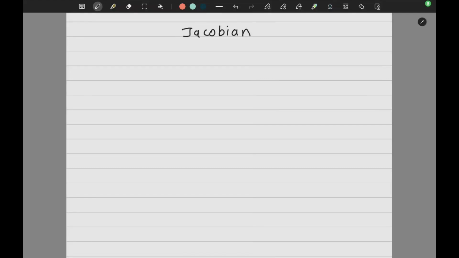Hello students, let us do a very simple and easiest application of partial differentiation. Jacobian plays a very important role when you have to convert from or move from one coordinate system to the other coordinate system. It helps a lot. Right now we will understand what exactly is Jacobian and how to solve it.